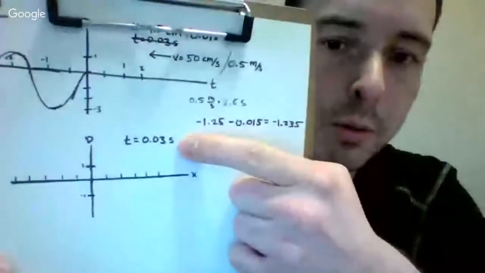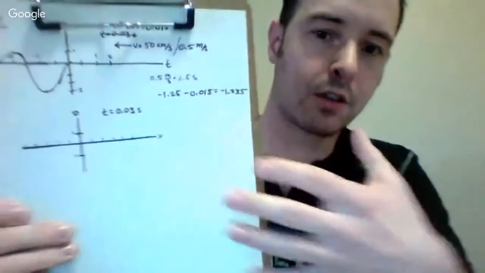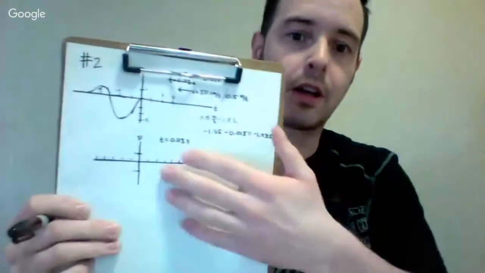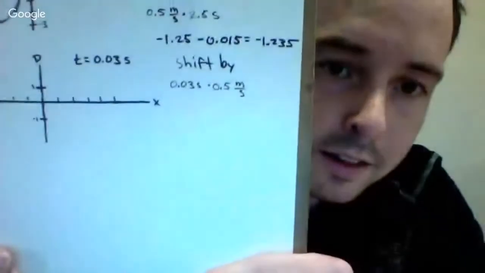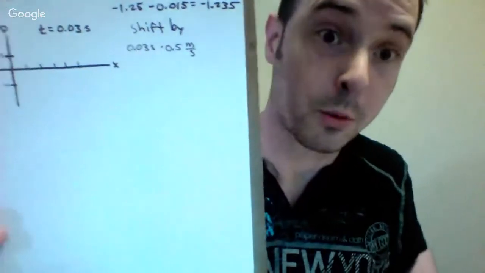So for t equals 0, that's true. But we want it at t equals 0.03 seconds. So we multiply that by the speed and then shift the whole graph to the left because it's moving to the left. Shift the whole graph that way. So we're going to shift it 0.03 seconds times the speed, which is 0.5 meters per second. And that equals 0.015 meters.